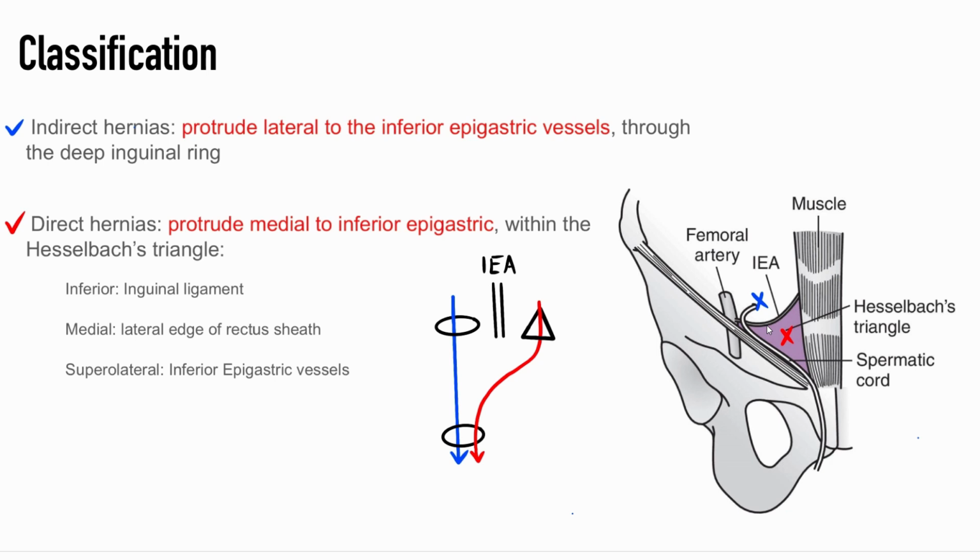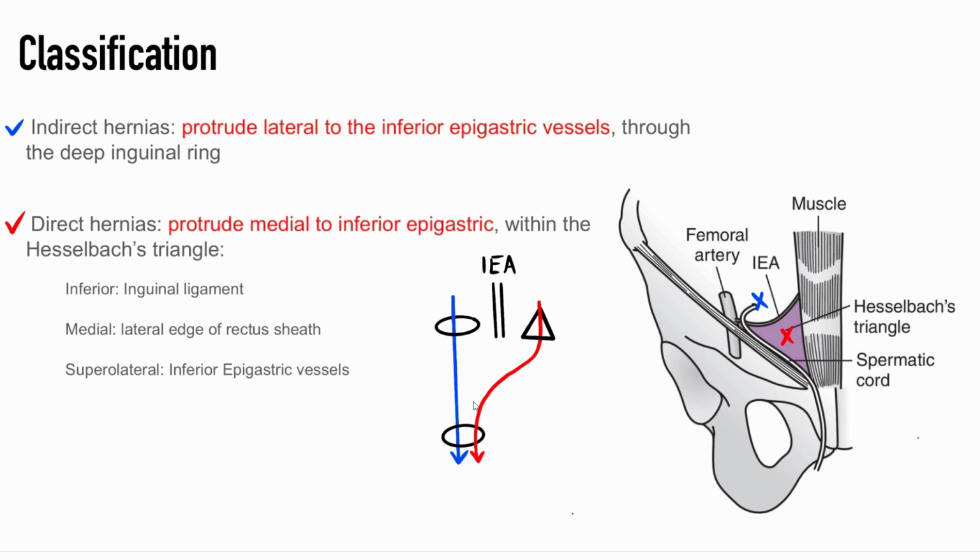The epigastric veins course parallel to the arteries within the rectus sheath, posterior to the rectus muscles. These three structures make up Hesselbach's triangle, where direct inguinal hernias arise from. Indirect hernias protrude lateral to the inferior epigastric vessels through the deep inguinal ring, while direct hernias protrude medial to the inferior epigastric vessels within Hesselbach's triangle.